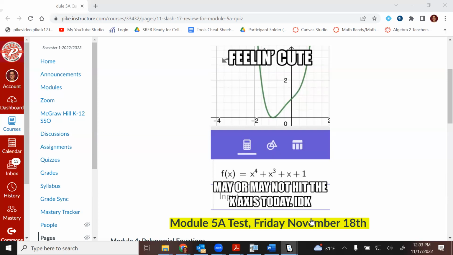What can I take out of these two? X. And this way? 2. Positive 2 or negative 2? Positive 2. Here's my other factor, x plus 2. Is this fully factored? No. Which one can I factor more? X squared minus 9. What times what gives you x squared? X times x. What times itself gives you 9? 3. How do I get negative 9? Negative 3 and positive 3.